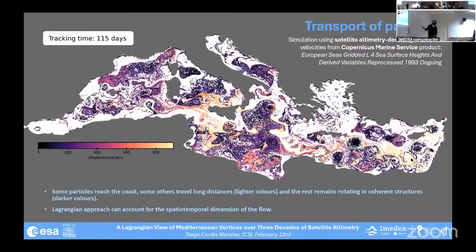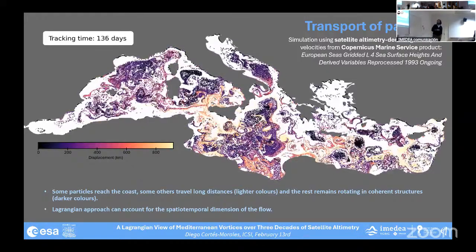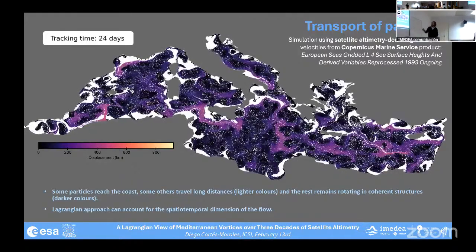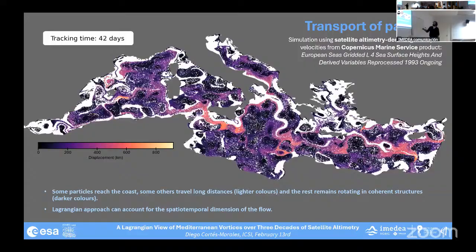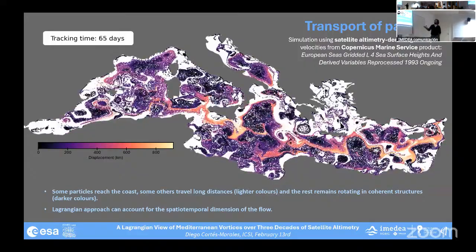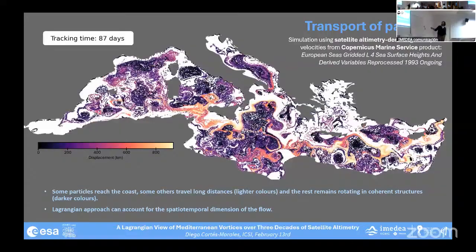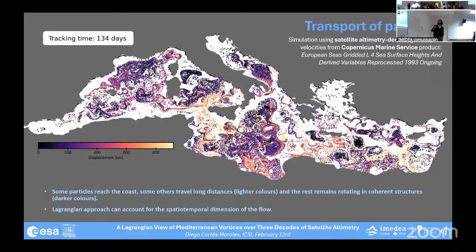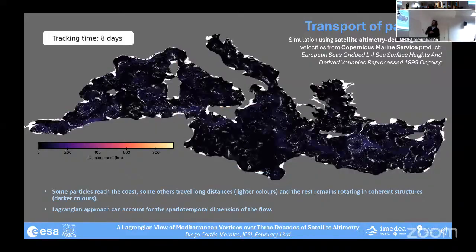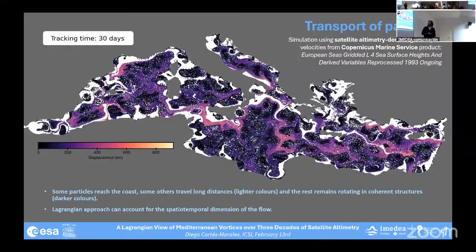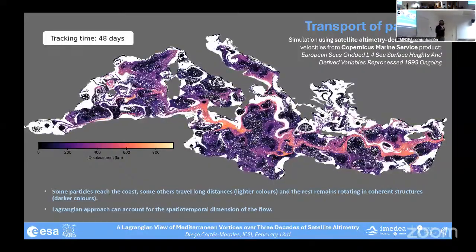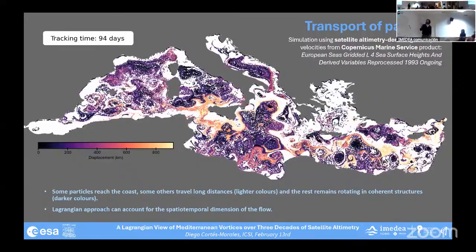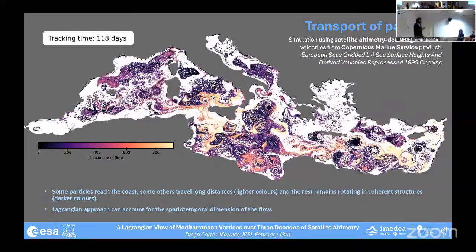There are some others that drift very far away from their deploying positions in some kind of filaments or meanders across the Mediterranean Sea. But some others are retained in rotating structures that keep the particles through time. With a Lagrangian approach, we can define different metrics to track the transport of these particles.